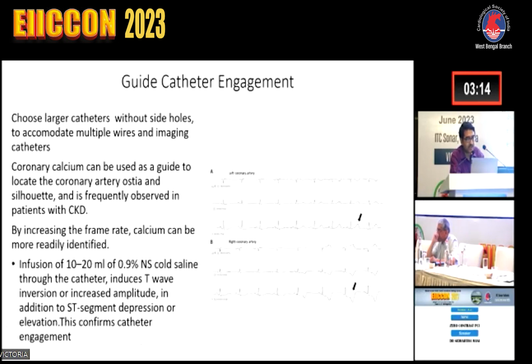So first thing is to engage the guide catheter. For guide catheter engagement, we have to choose larger catheters without side holes, again to accommodate multiple wires and imaging catheters. Coronary calcium can be used as a guide to identify the ostia. And whether our catheter has been engaged, we can confirm by infusion of 10 to 20 ml of 0.9% normal saline, a cold saline, through the catheter. That will induce some ST-T changes. Sometimes it can cause a T wave inversion, or sometimes it can cause an increased T wave amplitude as well.